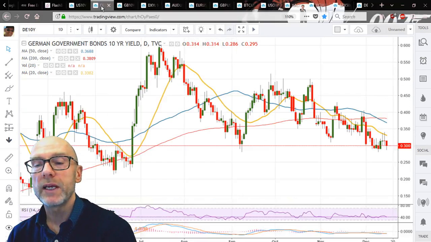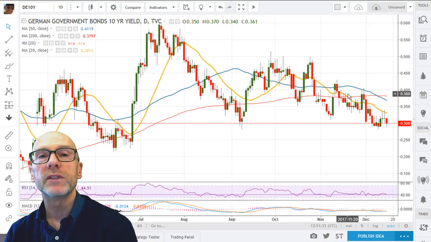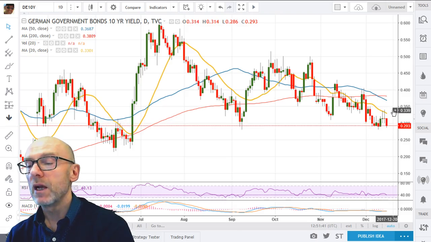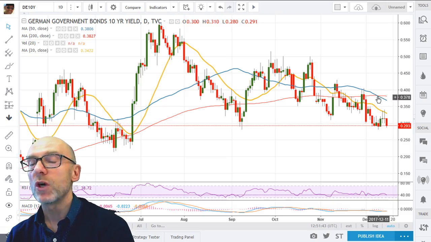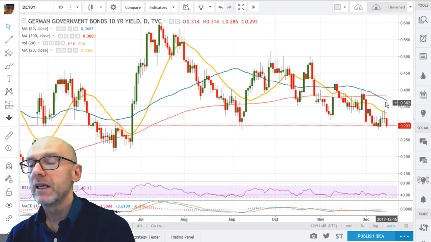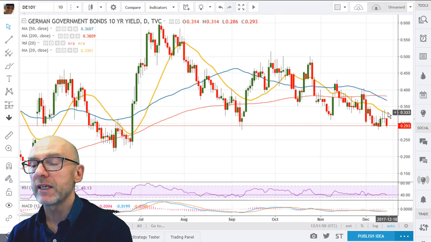On European interest rates, looking at the German 10-year yield, you can see it's moved lower. Got the moving averages tracking down, pushing it lower. We've had the 50 cross the 200 week earlier in the week on Monday. That's a bearish sign, and one would expect this yield to go lower.